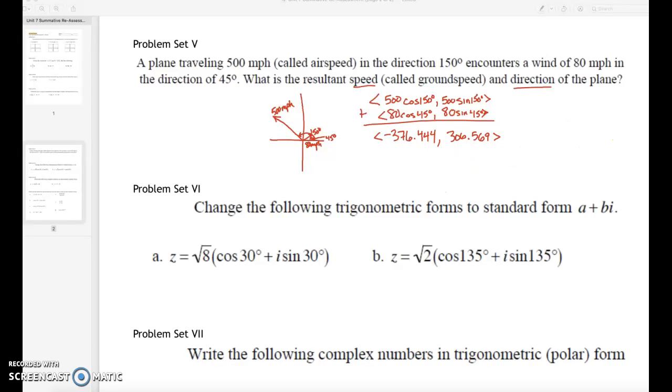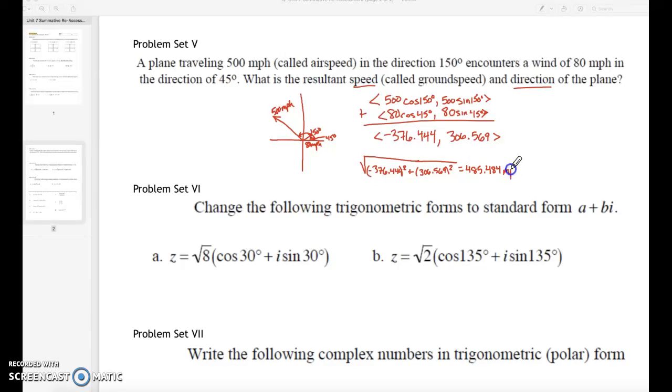Now let's take them, square them, and sum them to get your speed. So we're going to take those components, square them, and then sum them together. I guess that one should be negative there. There we go. And we've got 306.569. We're going to square that. We're going to sum those together, take the square root, and when you do that, you end up getting 485.484. And that will be in miles per hour.